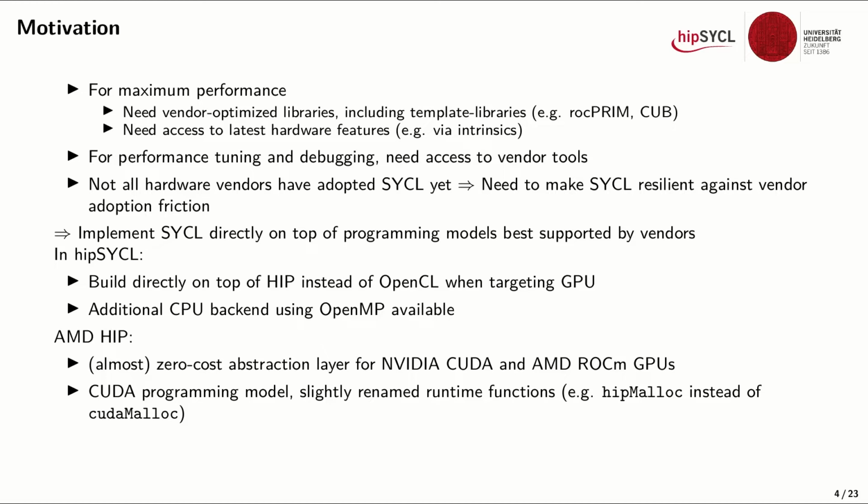As a reminder, AMD hip is an almost zero cost abstraction layer for CUDA and ROCm GPUs, which follows the CUDA programming model. And the main difference to CUDA is that it has slightly renamed runtime functions. For example, it's hipMalloc instead of cudaMalloc, but then if you compile your hip code with a CUDA compiler, then hipMalloc will get mapped back to cudaMalloc.